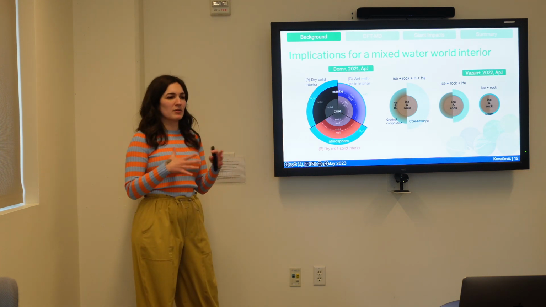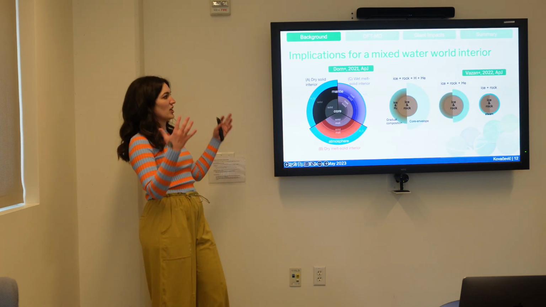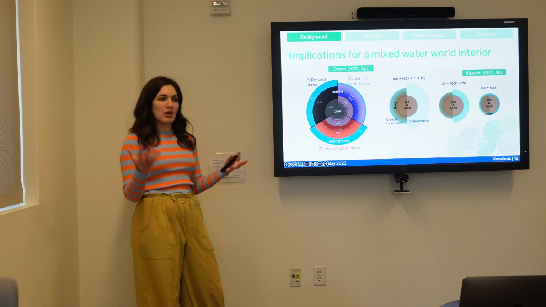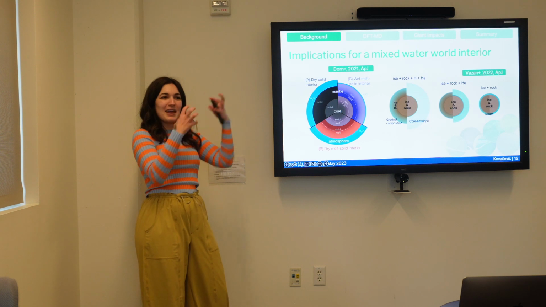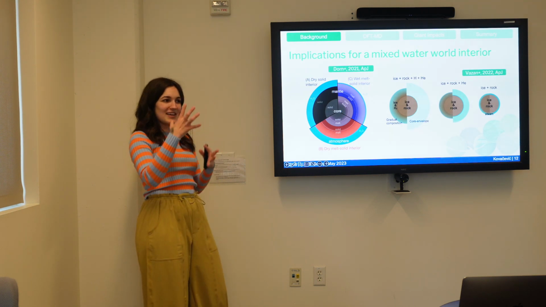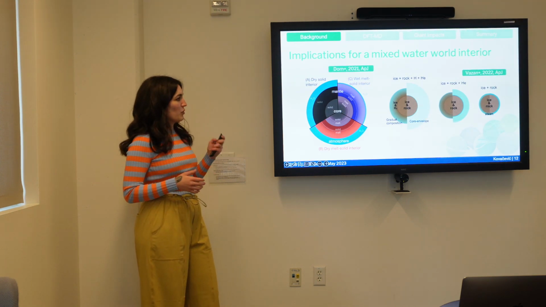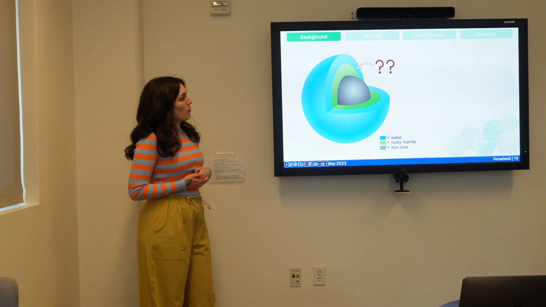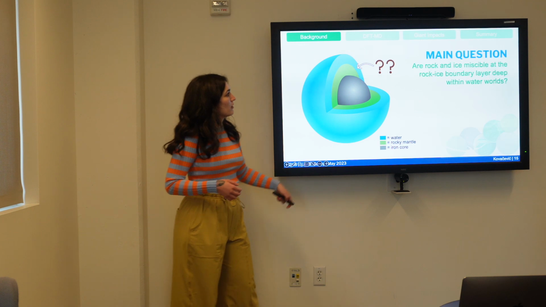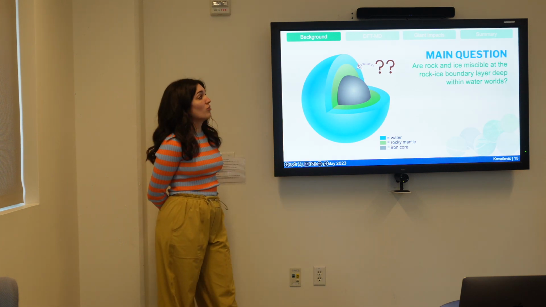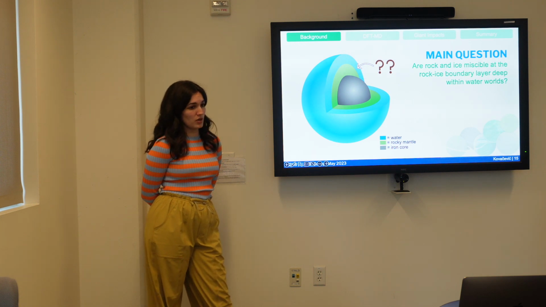So there's a lot of people that have been investigating water incorporation into these rocky planets, and that maybe a planet didn't start off completely differentiated. Maybe there was some more dynamics where the planet can be in different states depending on when we're looking at it. So my big question is, again, at this rock-ice boundary layer, are rock and ice miscible at the rock-ice boundary layer deep within a water world? So that's our main question.